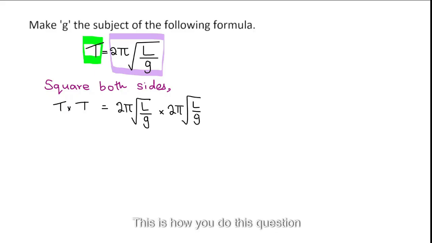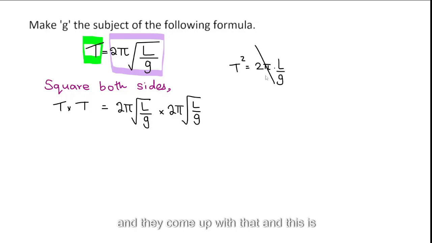This is how you do this question. Because I've seen people try to do this in their heads, and usually they make the mistake of not squaring this 2 pi. I've marked many exam papers and I've seen this in the past. People square this one, then forget this bit, and they get rid of the square root and come up with that. And this is incorrect. So how is it done correctly?